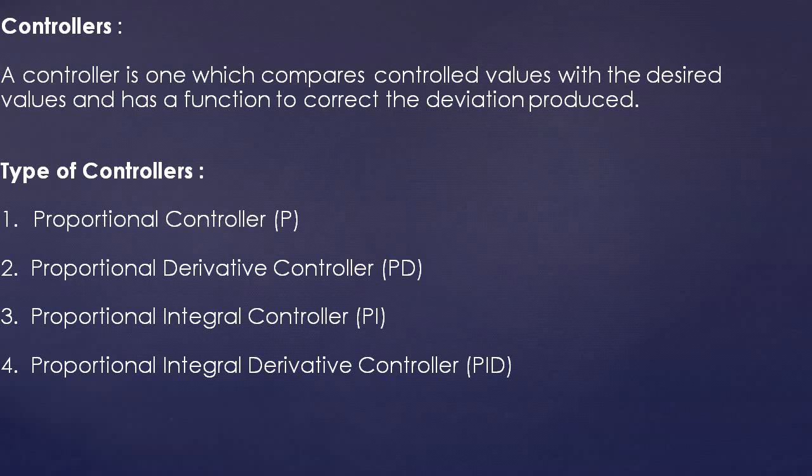So friends, we have seen four types of controllers: the proportional controller, that is P, then the proportional derivative controller, that is PD, next the proportional integral controller, that is PI, and finally the proportional integral derivative controller, that is PID.